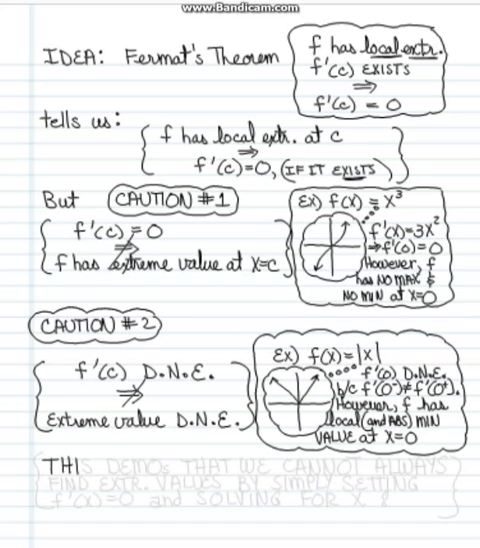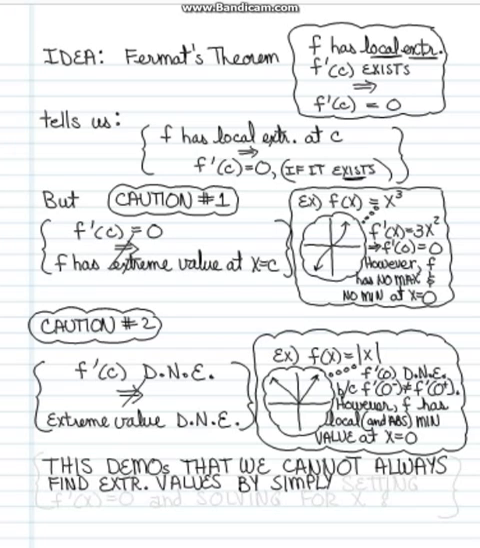So what was the point of these two examples? This demonstrates that we cannot always be guaranteed to find extreme values by simply setting f prime of x equal to 0 and solving for x. That's not going to be the end all to finding these extreme values. There's going to be more to it.